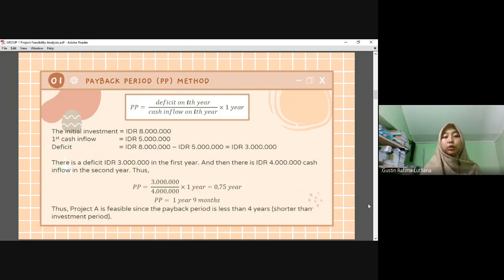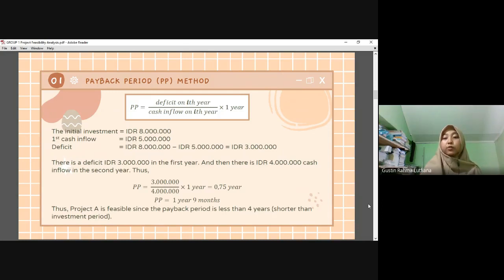So PP is equal to the deficit in the ith year divided by the cash inflow in the ith year times 1 year. Since we have an initial investment of 8 million rupiah and the cash inflow in the first year is 5 million rupiah, we still have a deficit of 8 million rupiah minus 5 million rupiah, which is equal to 3 million rupiah. So there is a deficit of 3 million rupiah in the first year.